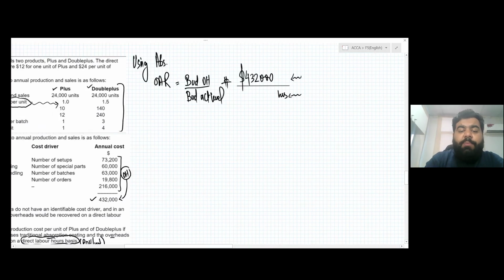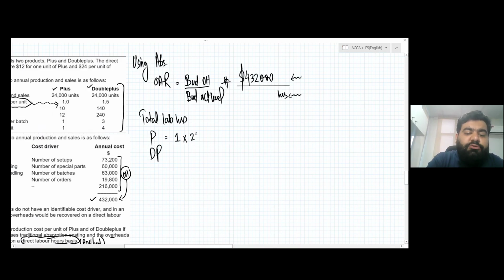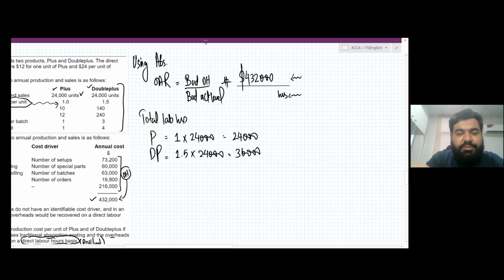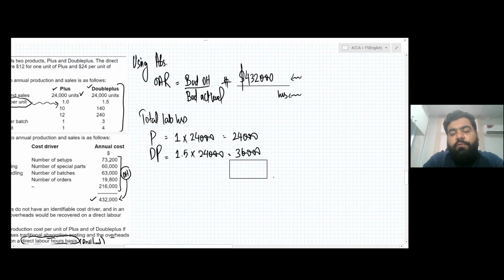We'll calculate in total. So I am calculating here total labor hours for plus and double plus. For plus, it was 1 hour per unit and the total number of units is 24,000, as written upward. And for double plus, it is 1.5 multiplied by 24,000, so 36,000 total hours worked on double plus. We'll get the answer from here: total labor hours worked on both products, the complete business. Labor hours incurred were 60,000 hours. So we'll use those 60,000 hours here.